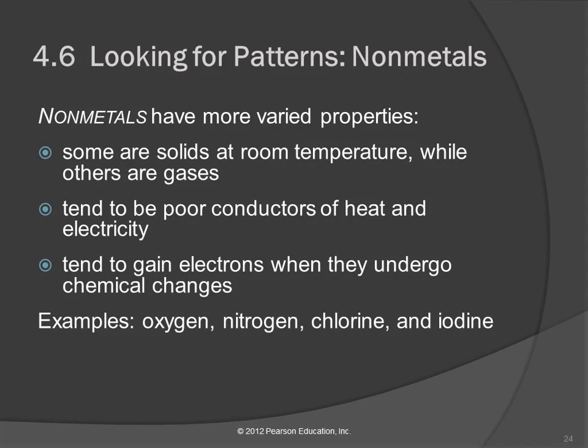The nonmetals have properties that vary a lot more. They're not as predictable. The metals, for the most part, are solids at room temperature. The nonmetals, some are solids, others are gases. They tend to be poor conductors of heat and electricity, and they tend to gain electrons. So the metals lose electrons, the nonmetals gain electrons. Examples are oxygen, nitrogen, chlorine, and iodine.